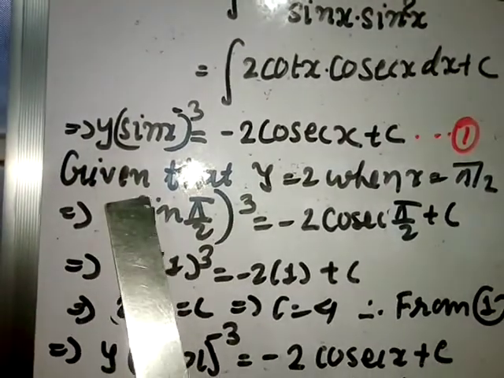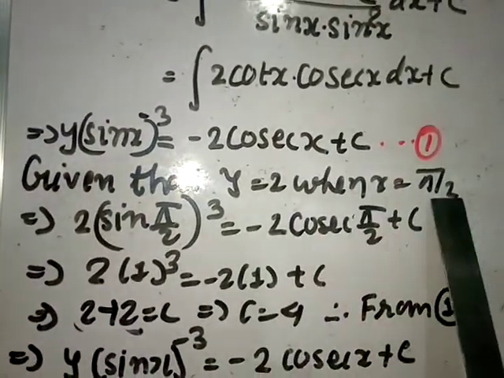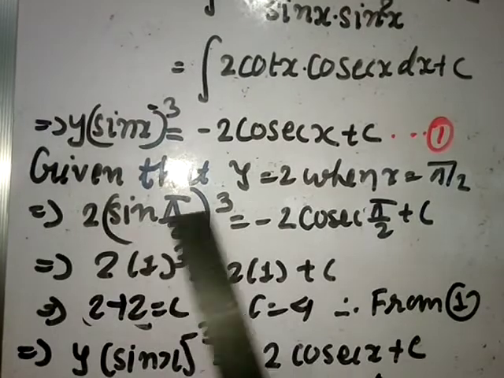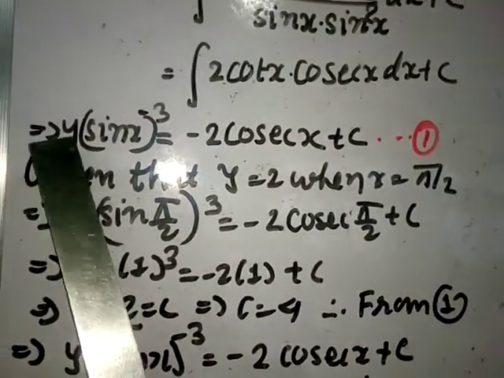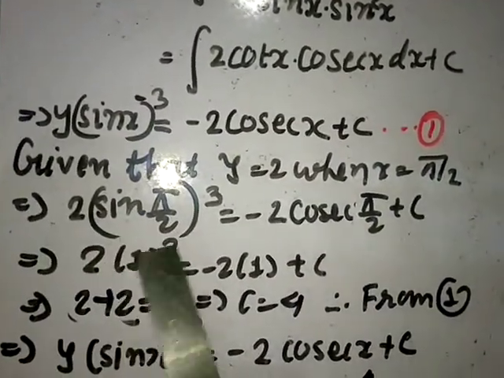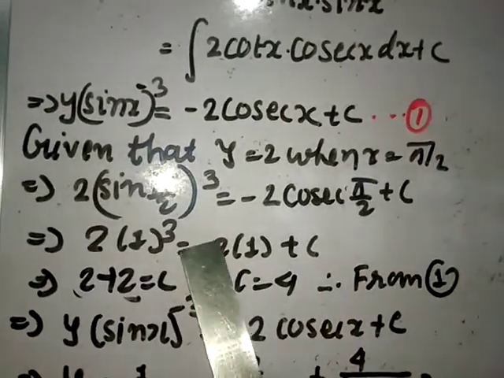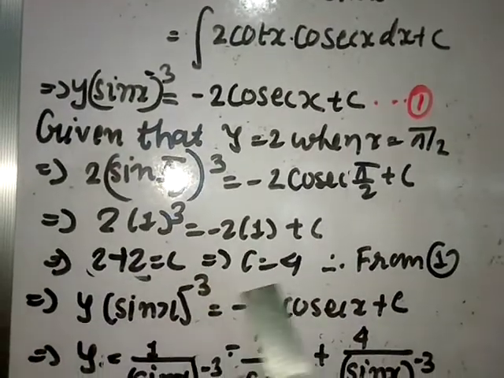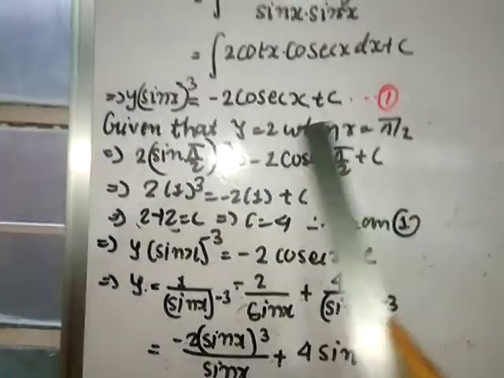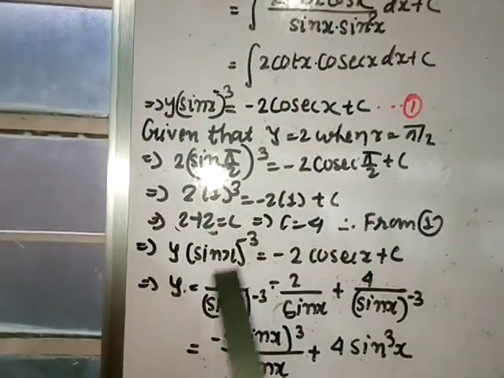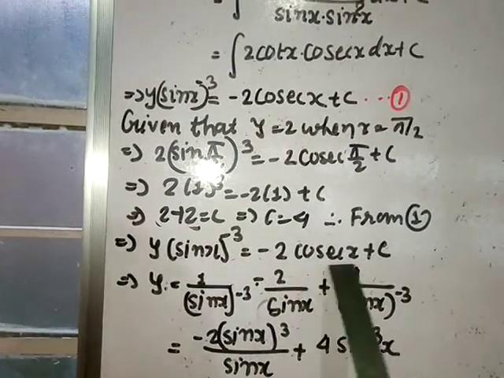Now use the given condition that y is equal to 2 when x is equal to pi by 2. So put here x is equal to pi by 2, and y is equal to 2. Sin pi by 2 is 1, so 2 into 1 cube equal to minus 2 into 1 plus c. This also is one answer. So minus 2 transfer here plus 2, so c value is 4. Now put this value in equation 1. So you get y sin x power minus 3 equal to minus 2 cosec x plus c.